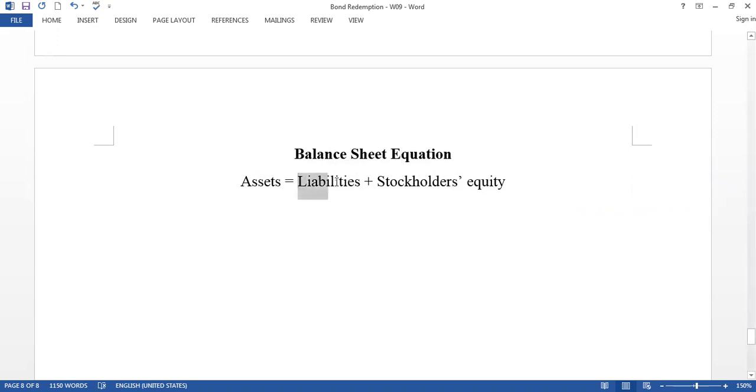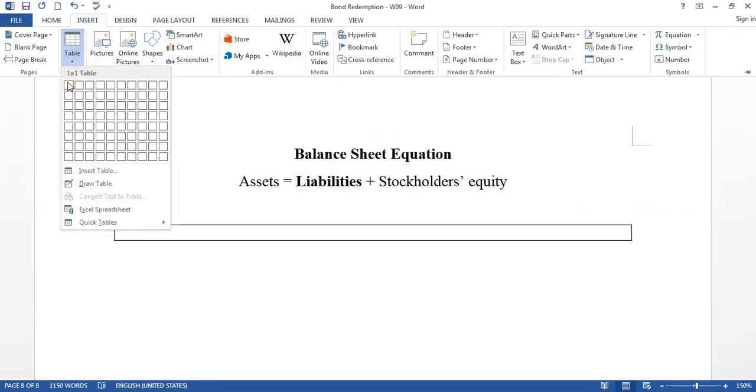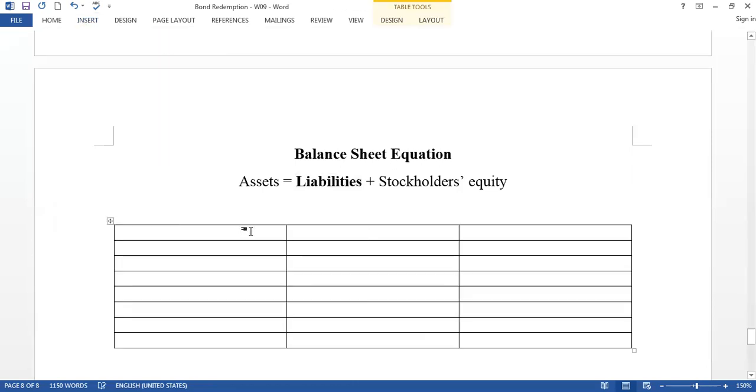So this is our chapter. This chapter is about liabilities, right? As this chapter is about liabilities, I'm going to show you how we handle the liabilities information when we prepare the balance sheet. I'm going to show you only the liabilities side.